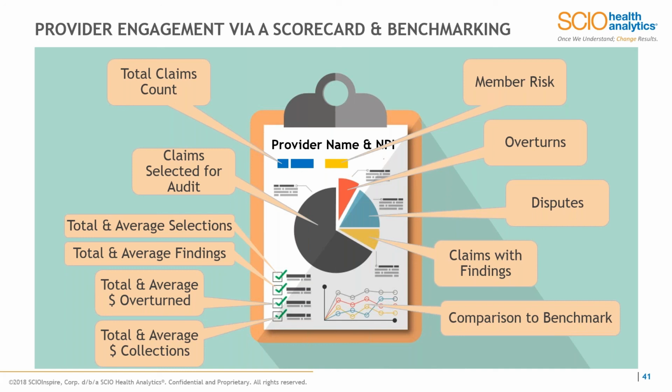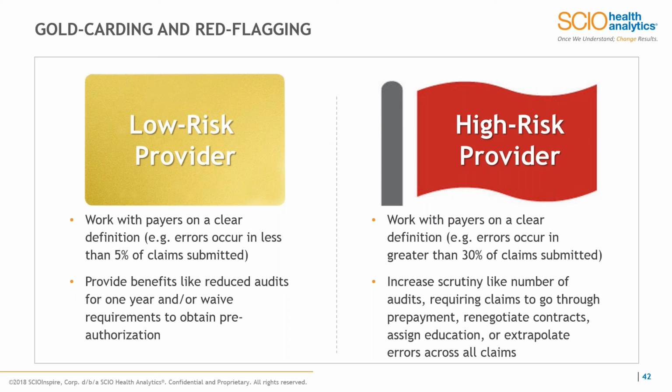Results for the solution include ranking of outlier providers on both spectrums. A provider's rank provides insight that is actionable. We call our anchors gold-carded and red-flagged. Actions taken by a provider for each of these anchors can include incentives and penalties for uncorrected issues.